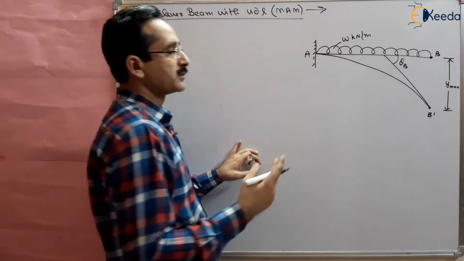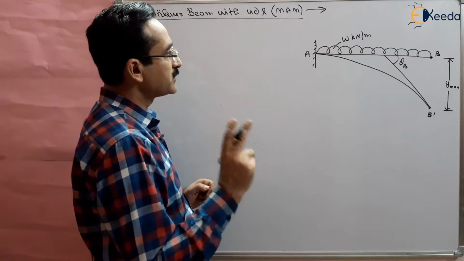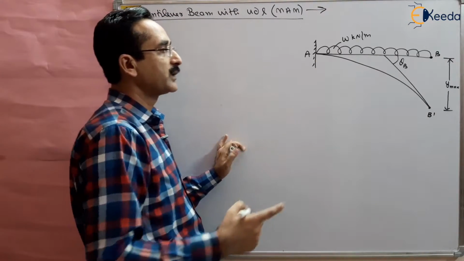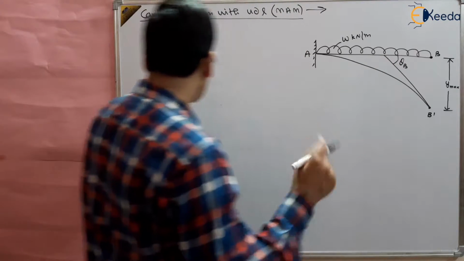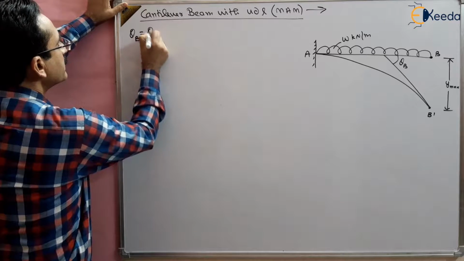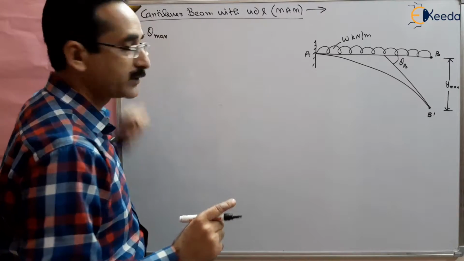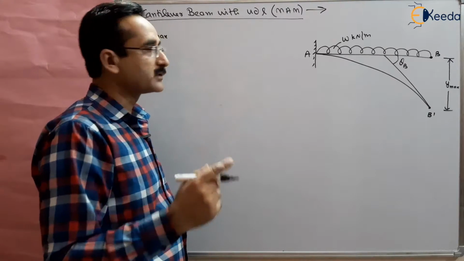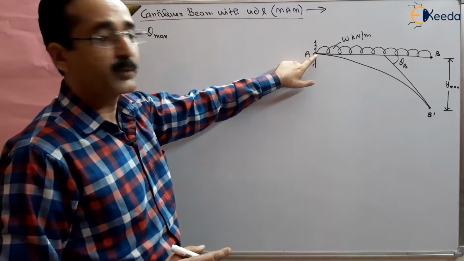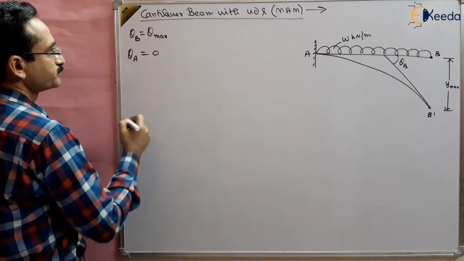So we have to choose two points such that we can apply Mohr's theorem. We have to choose the two points such that one slope is 0 and another slope is maximum, so that the maximum slope can be obtained. We know that theta B is theta max. So we can choose point B, because we want to find theta max, and for the other point, choose the point where the slope is 0. So point A is that point where the slope is 0, and we know that theta A is 0.